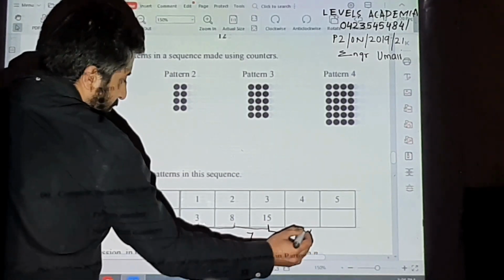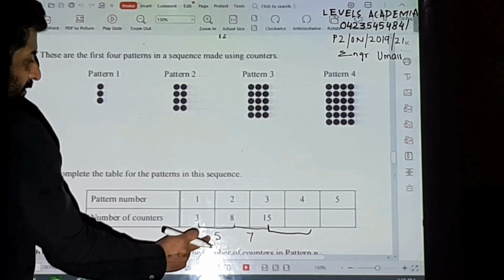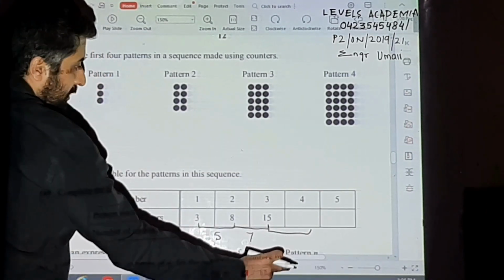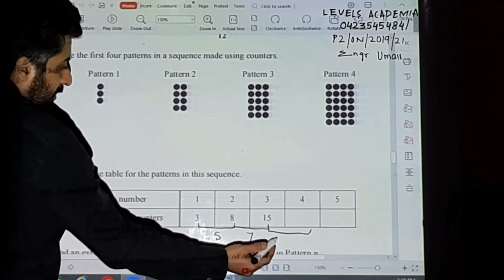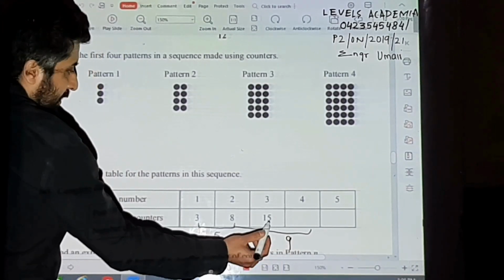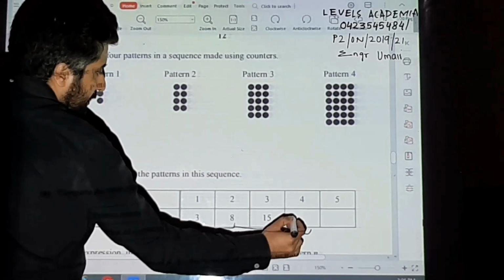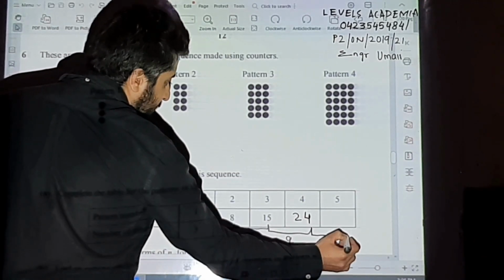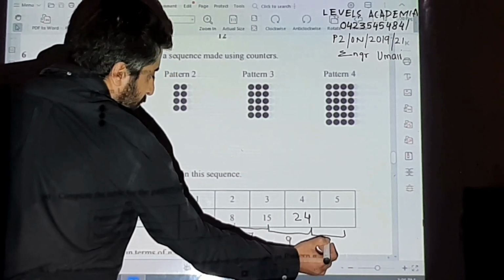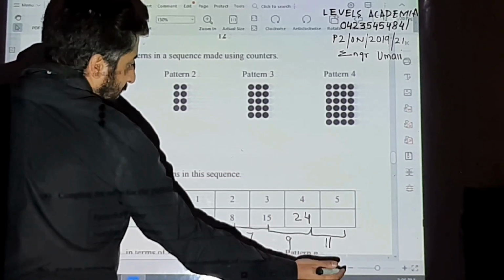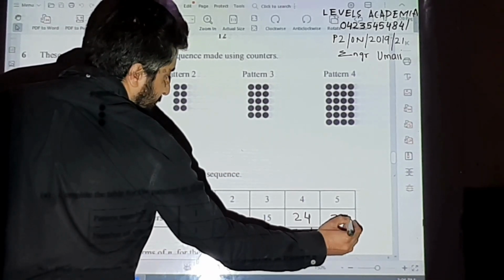Then in the next 2, if you will observe, this is a sequence, difference of 5, then this difference of 7, then in the next 2 patterns there must be difference of 9, 5, 7 and difference should be 9. So, 15 plus 9 is 24 and in the next 2 patterns the difference must be equal to 11 according to this sequence. So, 24 plus 11 is 35. So, this will be the answer.